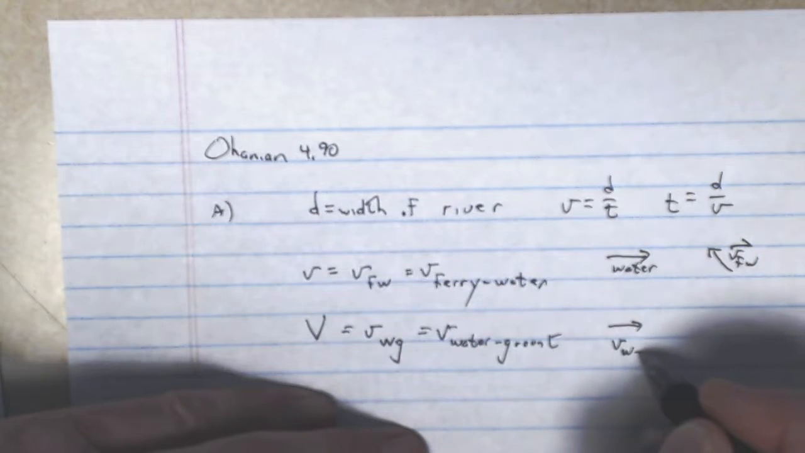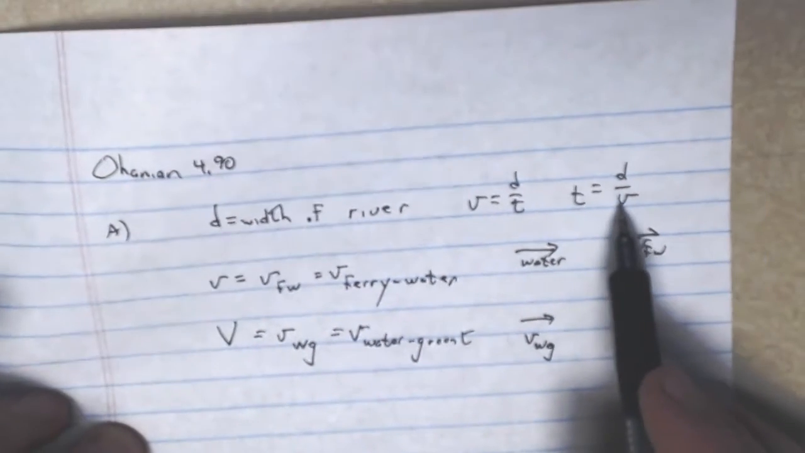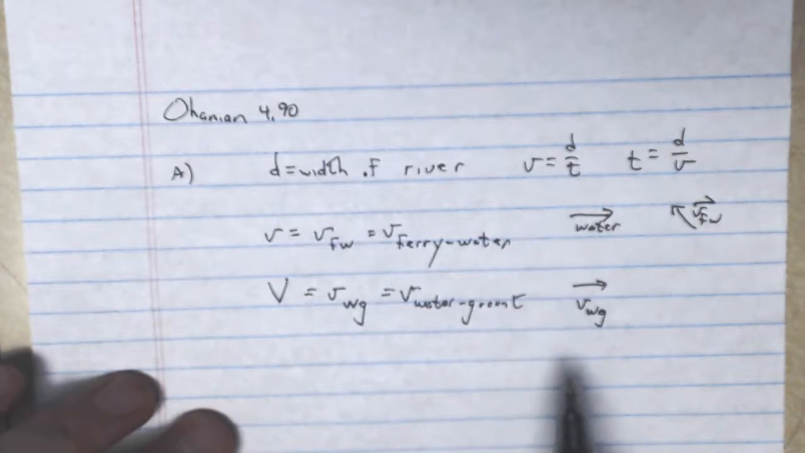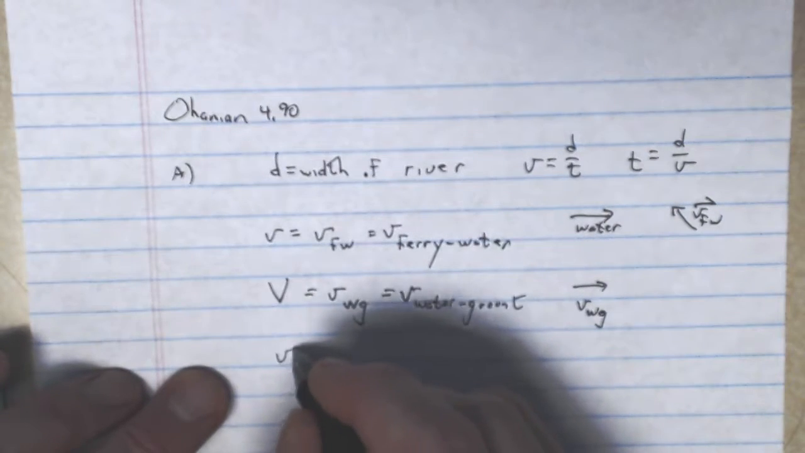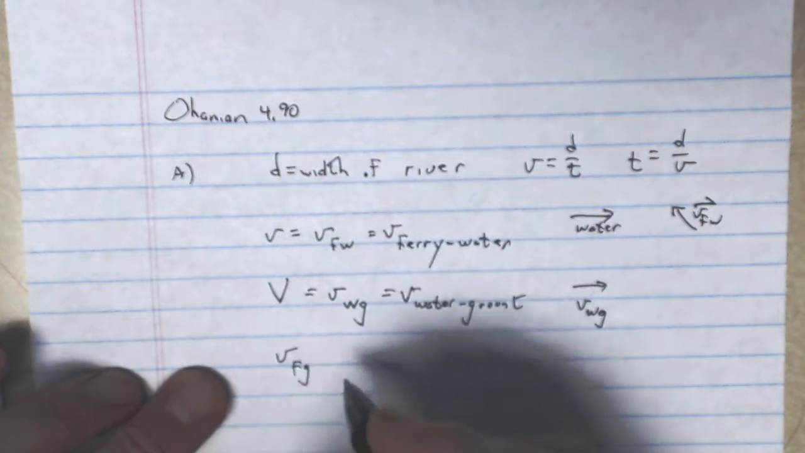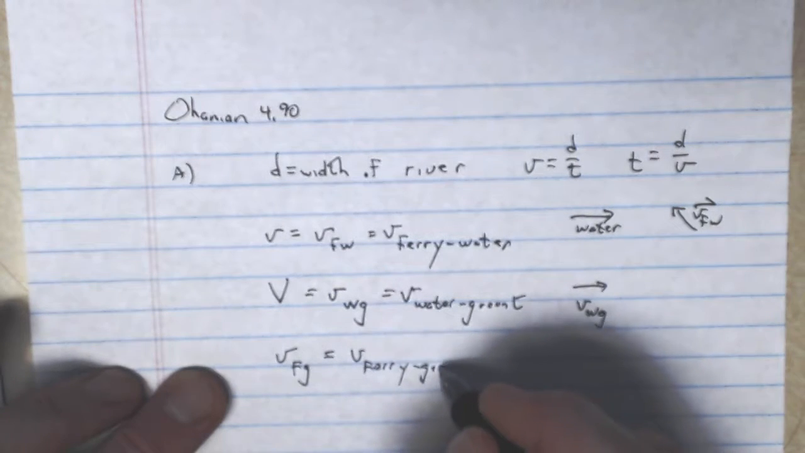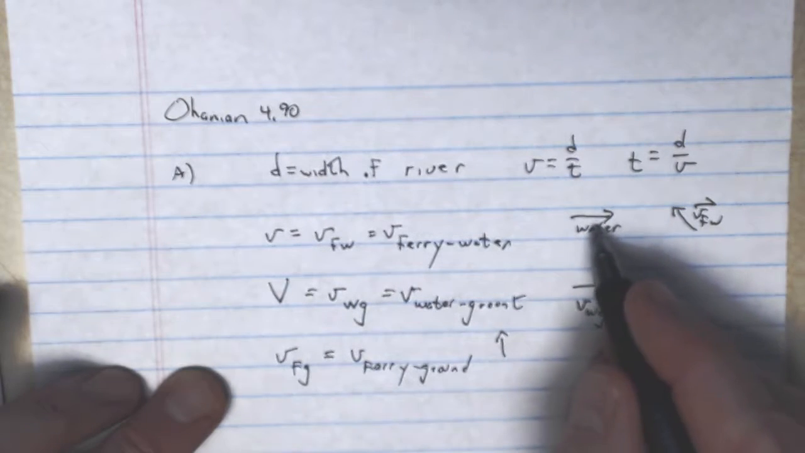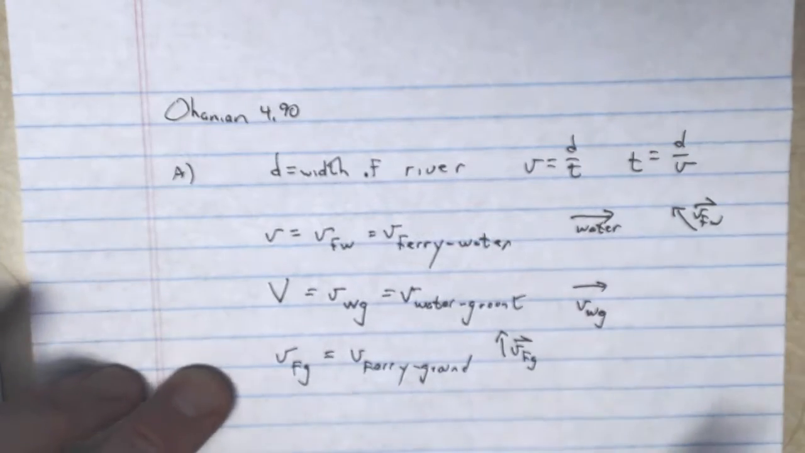Okay. Now, what we need in order to plug into the time formula is the velocity of the boat and the direction, or the ferry, directly across the river. So what we need is the velocity of the ferry with respect to ground and the direction straight across. Let me write that out. Velocity of ferry, ground. And that has to be straight across, perpendicular to the water flow. So that'll be ferry ground. We'll be in that direction.